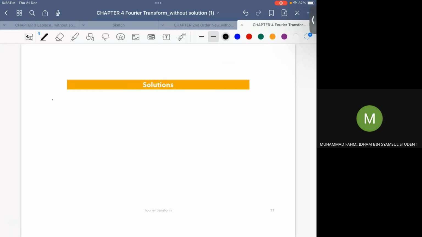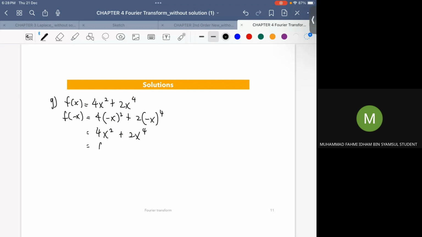All right, for G, we have f(x) equal to 4x squared plus 2x to the power of 4. So let's put f(-x). So we have 4 negative x squared plus 2 negative x to the power of 4. So when we have a square, we have 4x squared. Here we also have 2x to the power of 4. And this is just the same as f(x). So conclusion, this is even function.